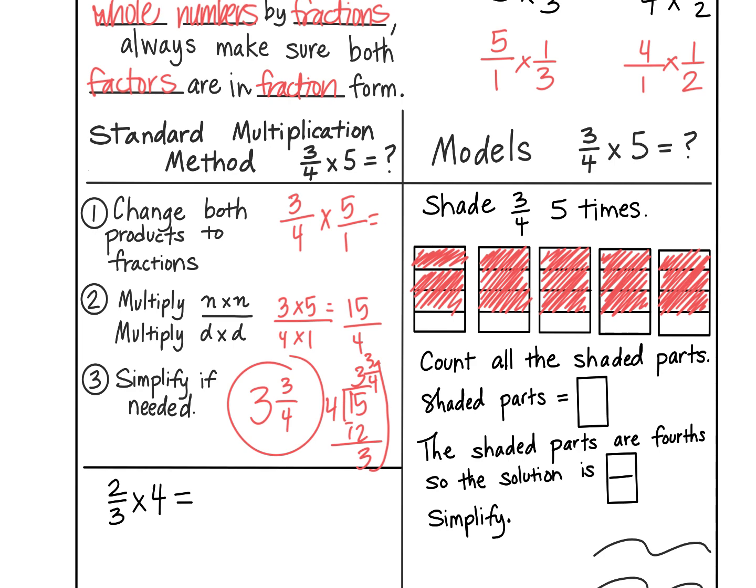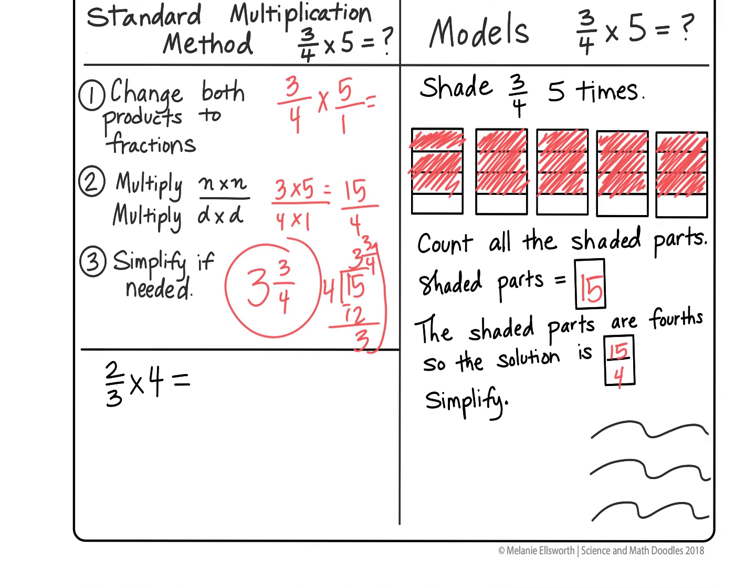We're going to count all of the shaded parts. So 3, 6, if I'm counting these, 3, 6, 9, 12. I have 15 shaded parts. So the shaded parts are fourths because each one of these is broken up into fourths. So that means that 4 is my denominator, and I have 15 fourths shaded. I know that seems weird, but it simplifies the same way that we just did it a minute ago.